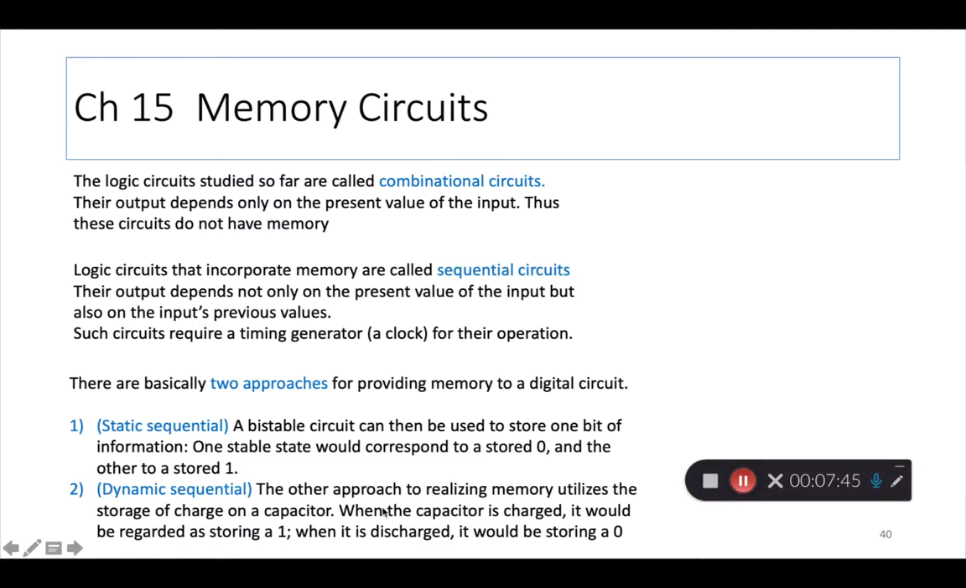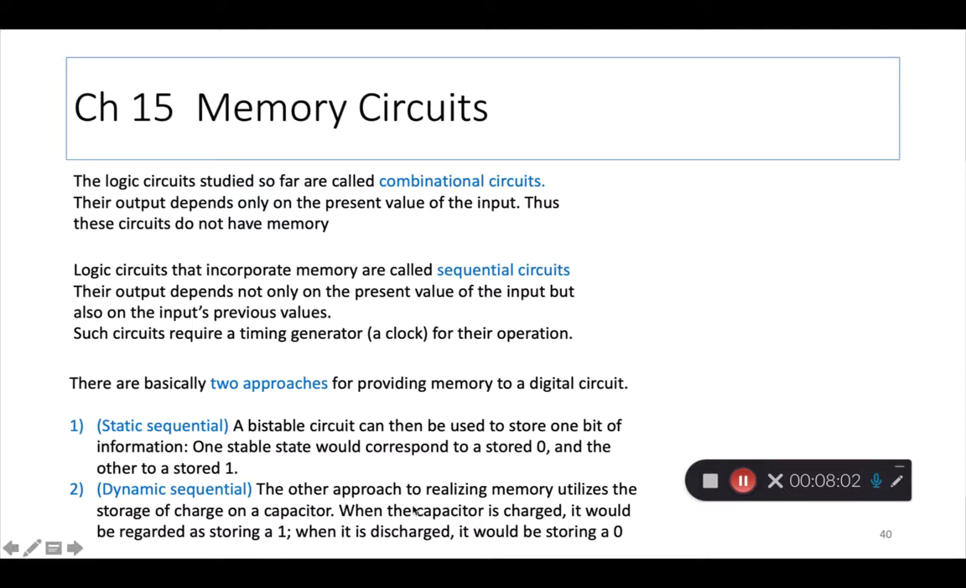Static sequential, the advantage of static is once you put something into the circuit and it stores it either as a 0 or 1, you can forget about it. It doesn't need any further power or charge to hold it.